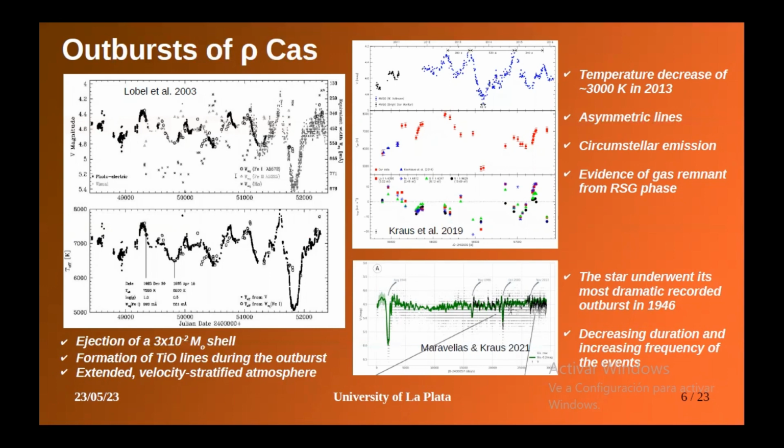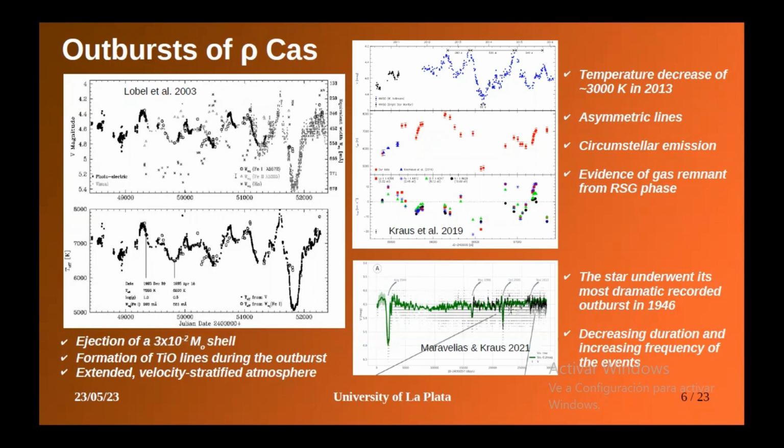And more recently, Maravelias and Kraus presented the light curve from the 1940s of the star, from AAVSO, where it recovered maybe the strongest outburst of the star, in 1946. However, unfortunately, there are no studies with spectra of the star from that time, so we don't know much about this. These observations from the AAVSO rely on the visual perception of individuals, so you have a large uncertainty. The data, of course, are treated to account for this effect.